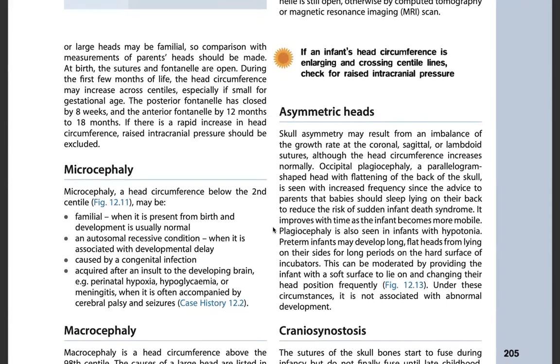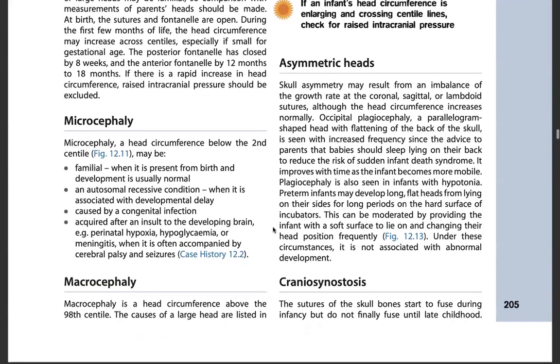Microcephaly is a head circumference below the second centile, shown in the figure. It may be familial when it is present from birth, and development is usually normal. It can be an autosomal recessive condition, or associated with developmental delay when caused by congenital infection, or acquired after an insult to the developing brain, for example perinatal hypoxia, hypoglycemia, or meningitis, when it is often accompanied by cerebral palsy and seizures.